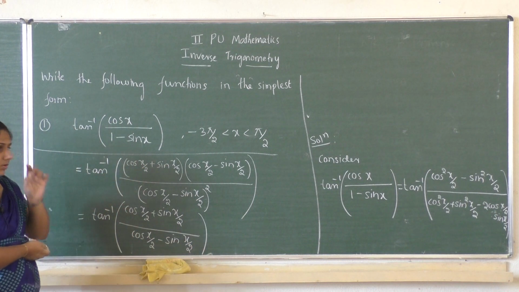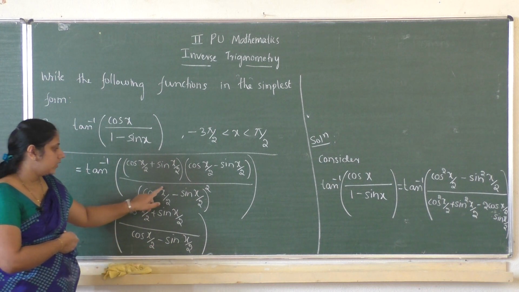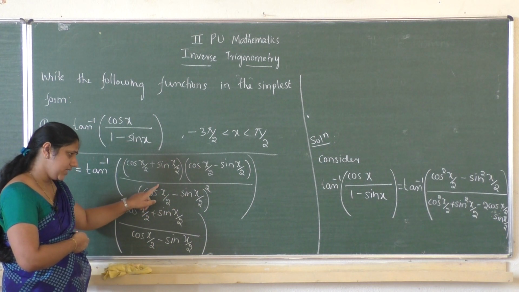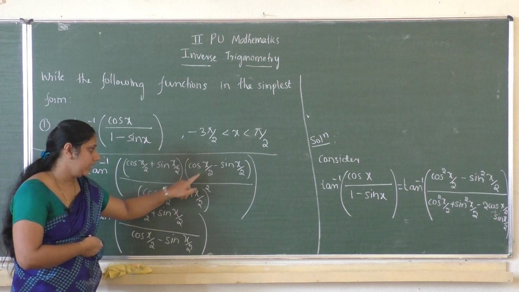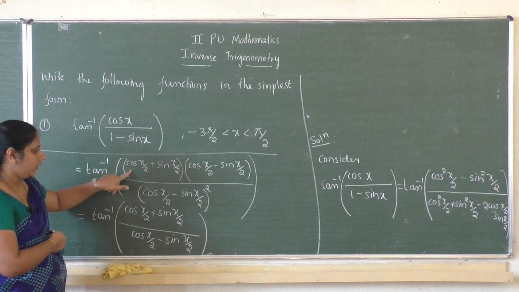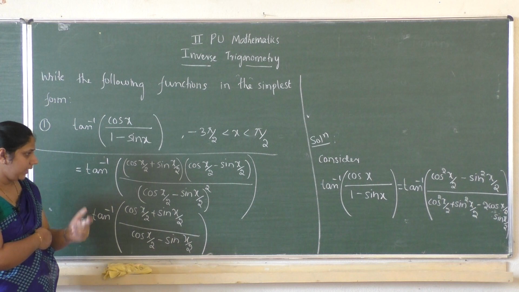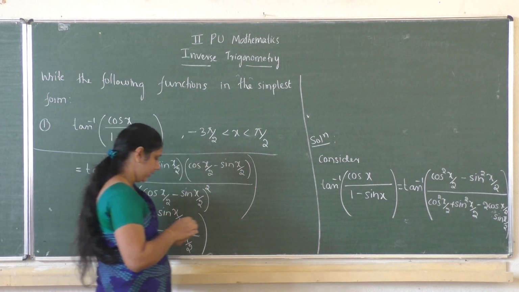Cos x by 2 minus sin x by 2. So here one cos x by 2 minus sin x by 2 term will get cancelled. So the remaining term is cos x by 2 plus sin x by 2 in the numerator, and cos x by 2 minus sin x by 2 in the denominator.